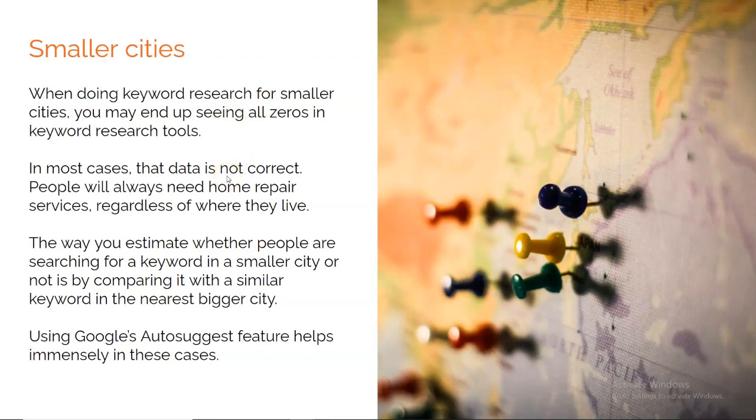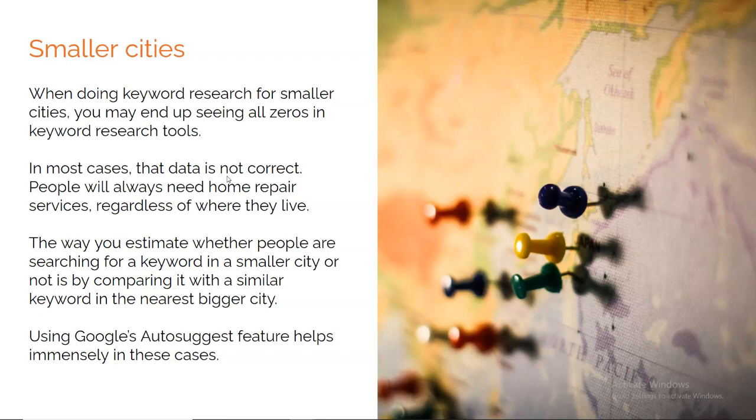People will always need home repair services, regardless of where they live, right? It's not that there's zero people searching for a particular keyword per month. It's just that there's fewer people searching for a particular keyword per month, and that search volume may be very inconsistent, and it's really hard for a keyword research tool to show you the accurate data. And that's why more often than not, you will see inaccurate data when it comes to smaller, less competitive areas. Even for bigger areas, right? Some data will just straight up be incorrect.